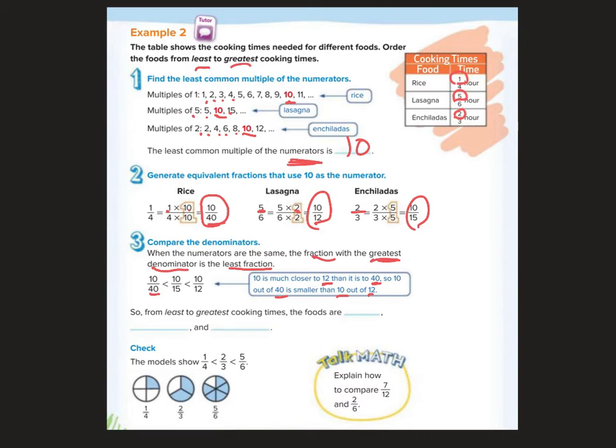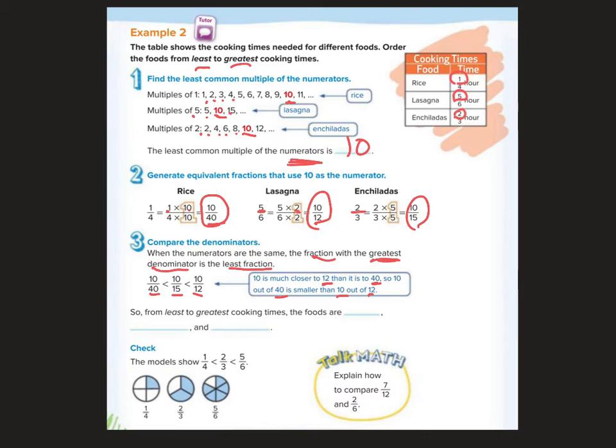Okay, but what about 10 out of 15? So that one is, I've got 15 pieces of pizza and I'm eating 10. Or I've got 12 pieces of pizza and I'm eating 10. As the numerator and denominator get closer, it means we're dealing with a larger fraction.